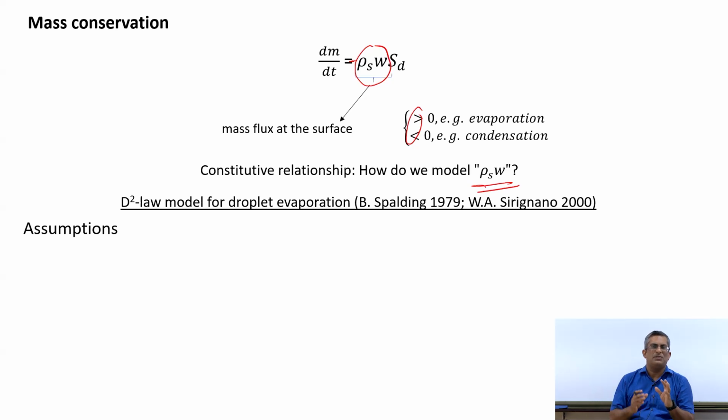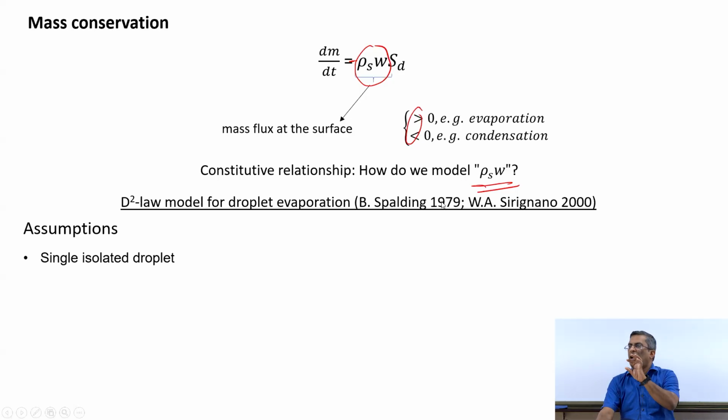For that purpose, we have to first of all simplify the system, and that is what is being done here through these assumptions. First, we consider a single isolated droplet. You imagine you have a single droplet sitting somewhere in this room far away from any other droplet, and also assume that there is no gravity effect. So, just one droplet is placed in the room. Let us say water droplet.